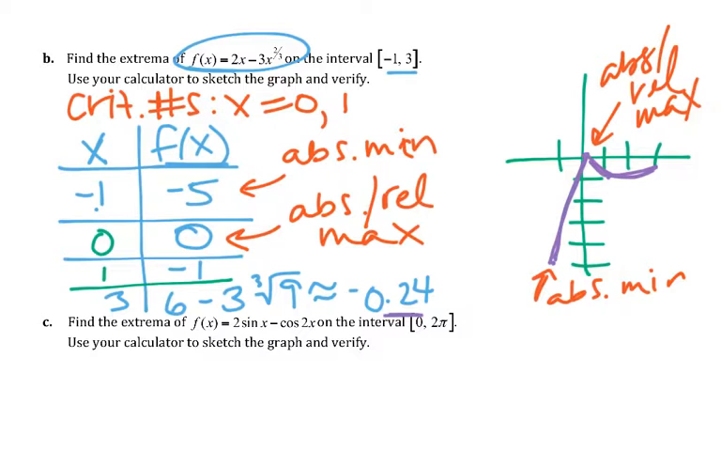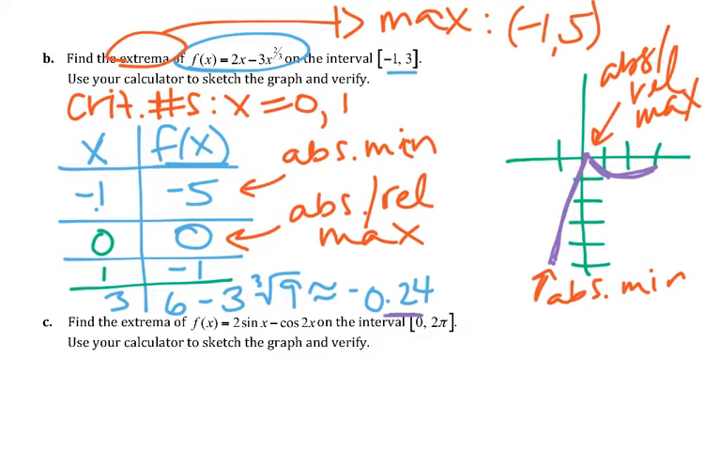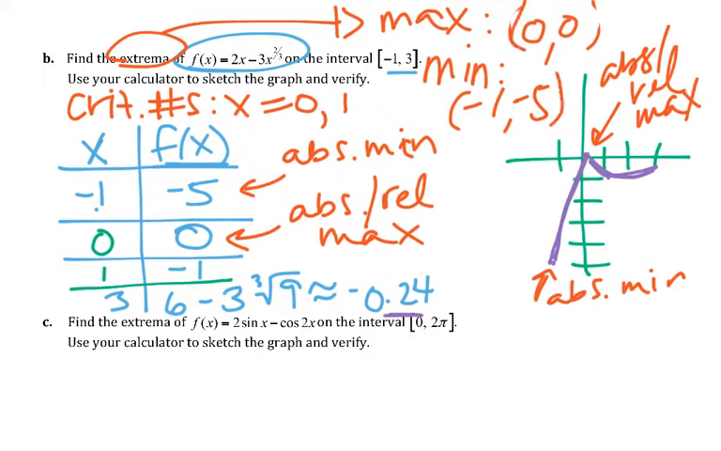Okay, when it says find the extrema, I actually should have mentioned this before. We want to give our final answers as maxes and mins. So our max here is at... oops, I messed it up. The maximum is at 0, 0. And the minimum is at -1, -5. So those would actually be our final answers. This maximum and this minimum.